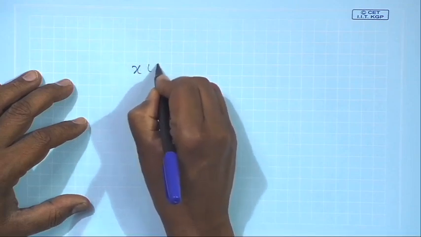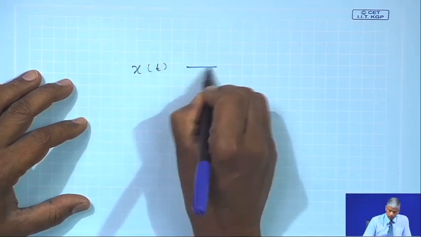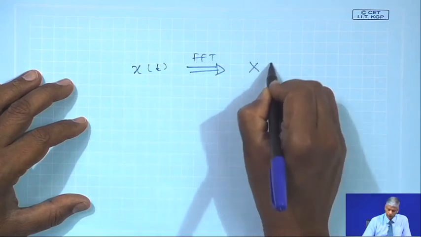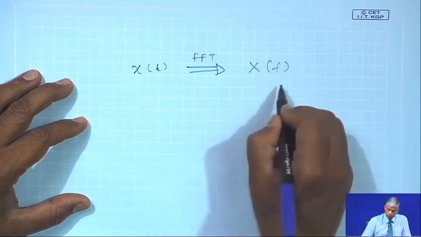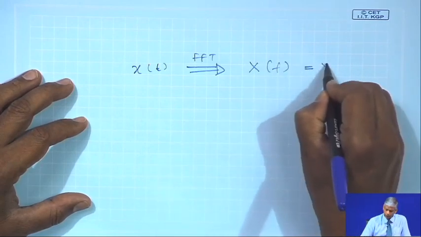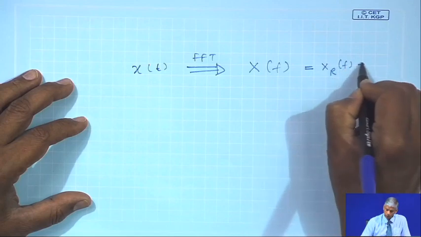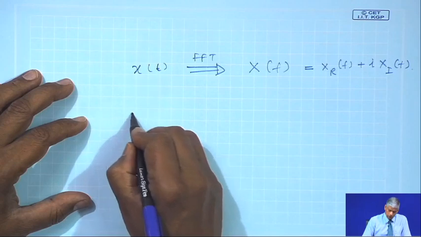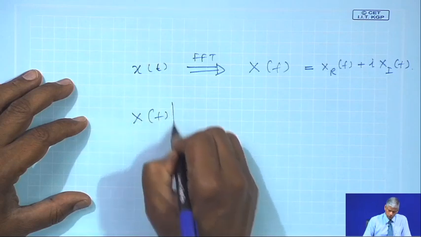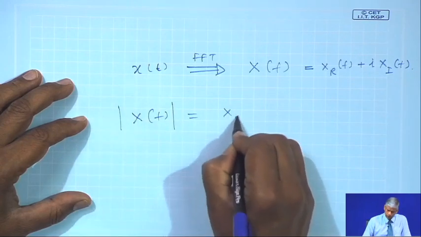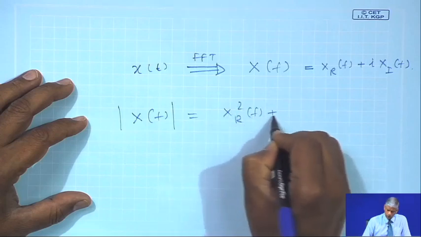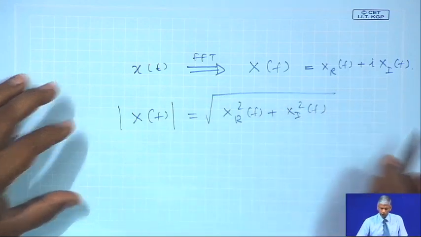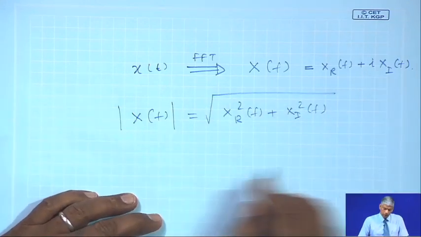So, if I have a signal x(t), and I do an FFT, I will get a signal X(f), which is a complex number. So, it can be represented as X real plus X imaginary. The amplitude or magnitude of this Fourier coefficient is nothing but X real square plus X imaginary square, and these are all functions of frequency.